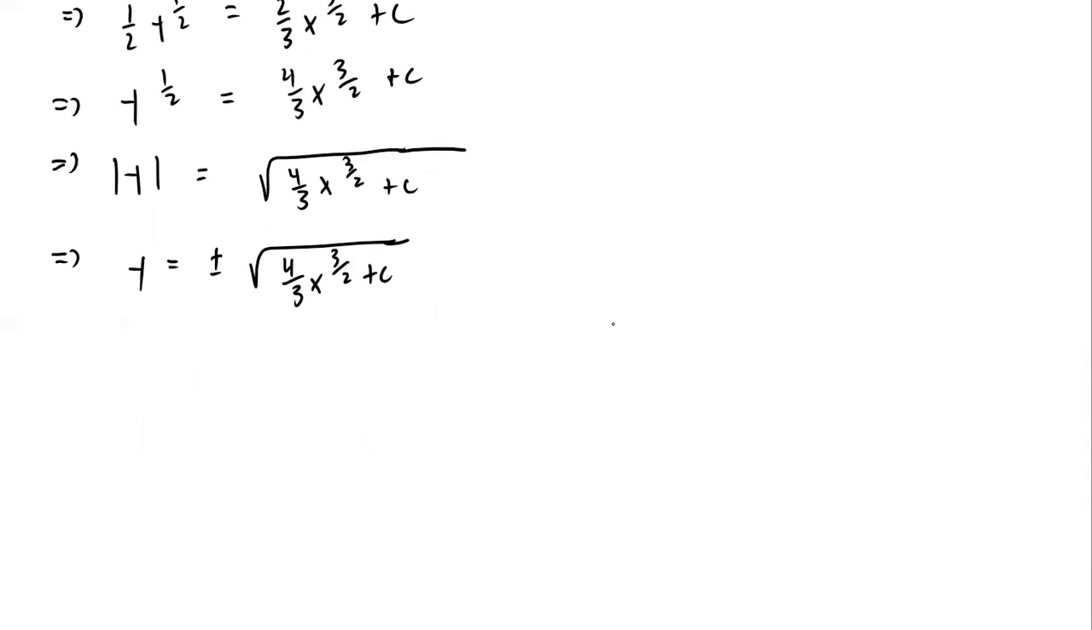However, notice that now something happens. Depending on what your value of c is, now you have another restriction. Why? Because now you have the restriction that whatever's inside the parentheses, the square root here, has to be greater than or equal to 0.